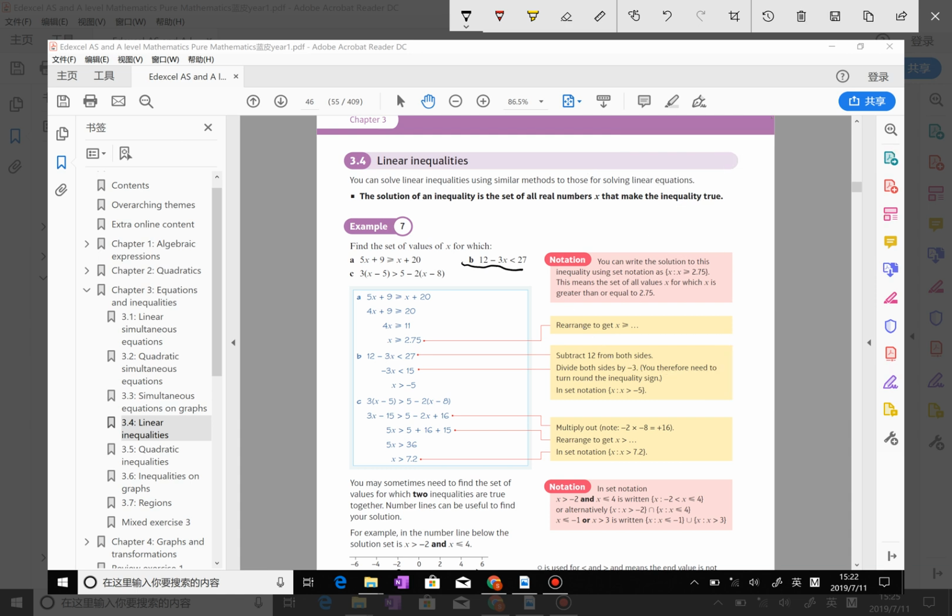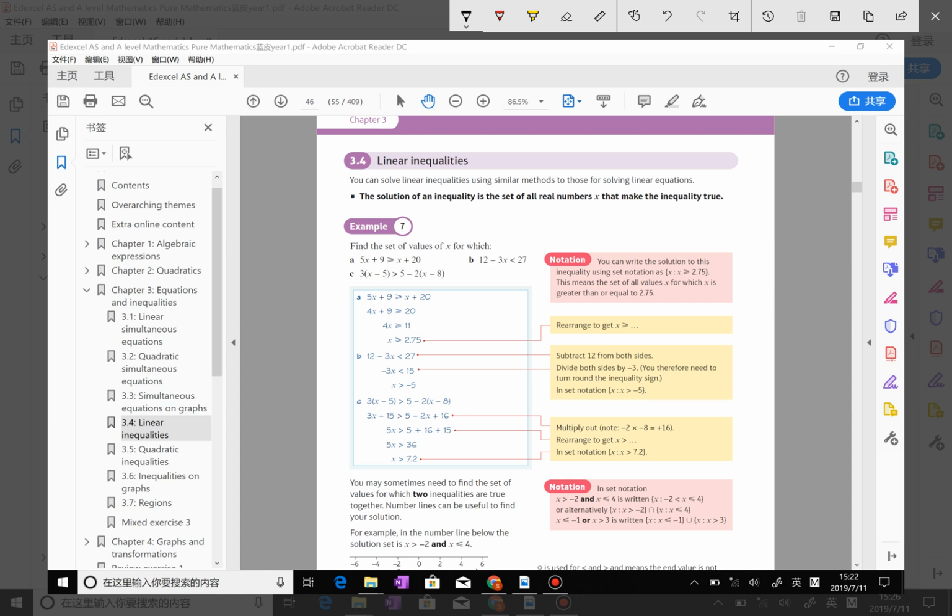Here we have negative 3x less than 27 minus 12. We have negative 3x less than 15. In order to eliminate the coefficient negative 3 on the left side, we need to divide by negative 3 on both sides. Because we divided by a negative number, we need to change the sign from less than to greater than. So we have x greater than negative 5.